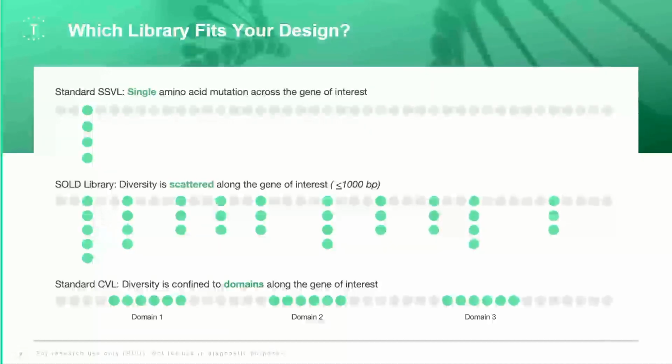Here what we can do is build in diversity within stretches along the open reading frame, domains. These could be CDRs, for example. And then we can assemble these domains together to build really high diversity libraries up to 10 billion variants.